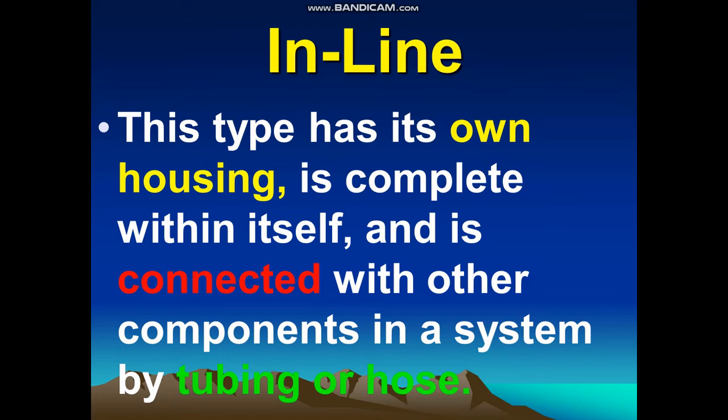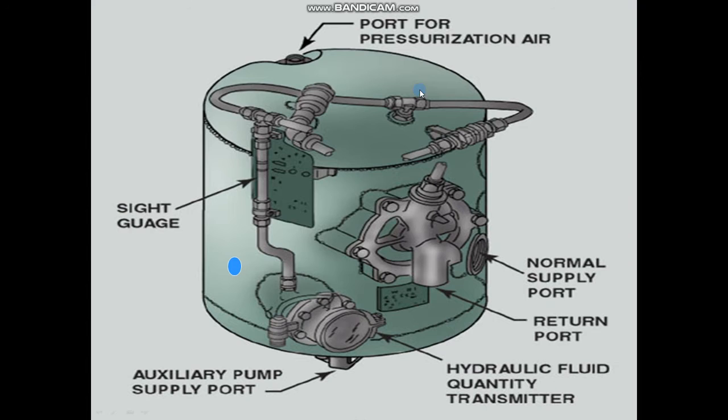Inline: this type has its own housing, is complete within itself and is connected with other components in the system by tubing or hose. Like this, it has its own housing.